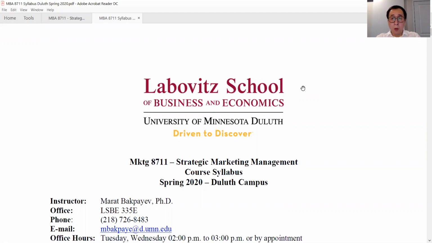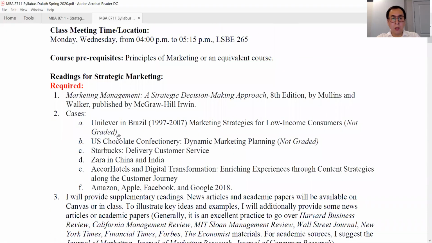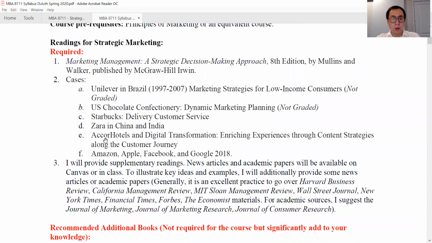As usual, we keep going with the cases. We're now moving into the group case analysis. Looking into the reading, we looked into the Unilever case, US chocolate confectionery, Starbucks and Zara. So now you have a structure and good understanding of how to solve cases. Now we're moving forward into the team presentations and team cases. This week we're discussing hotels.